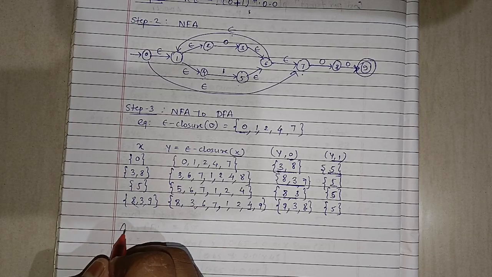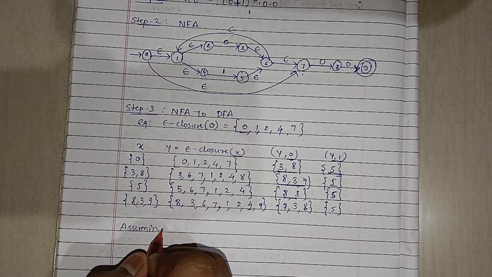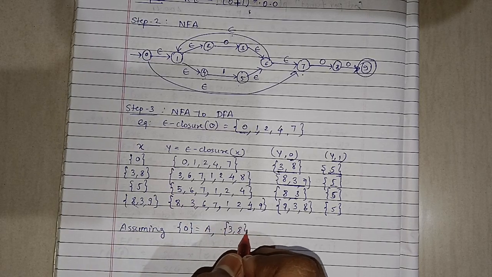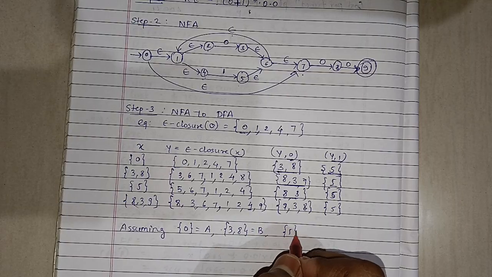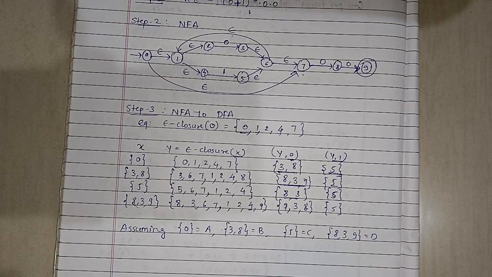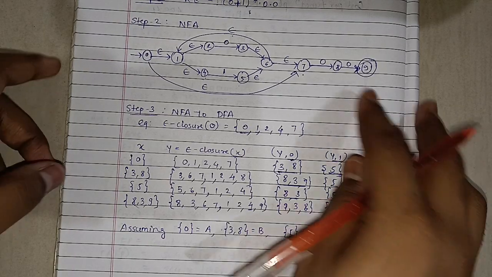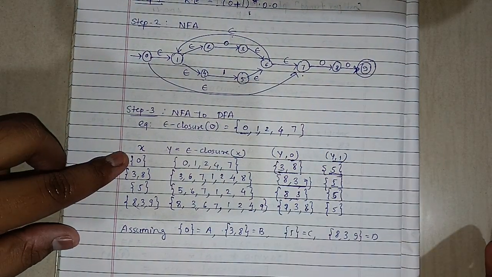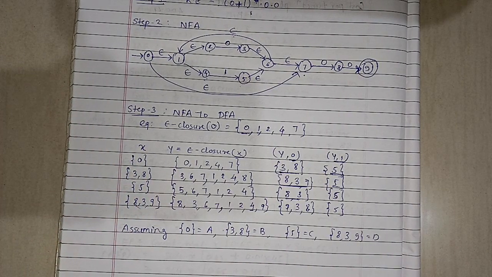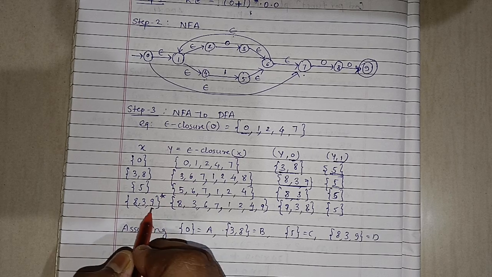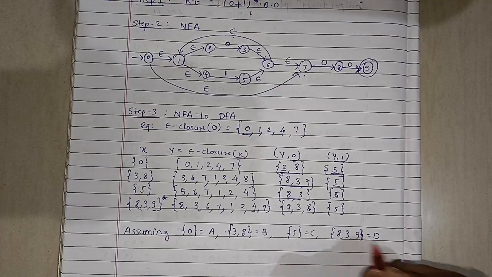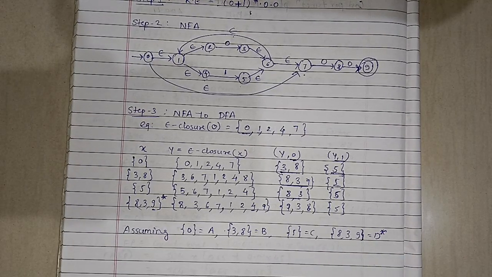We will write, assuming, 0 equals A, 38 equals B, 5 equals C, 839 equals D. I am assuming this. Now see, what is the final state? 9. If a state contains 9, then that will be the final state. So see, in this it is 9, so that is the final state. We are marking it with a star. So since this is a final state, I will mark D with this star.